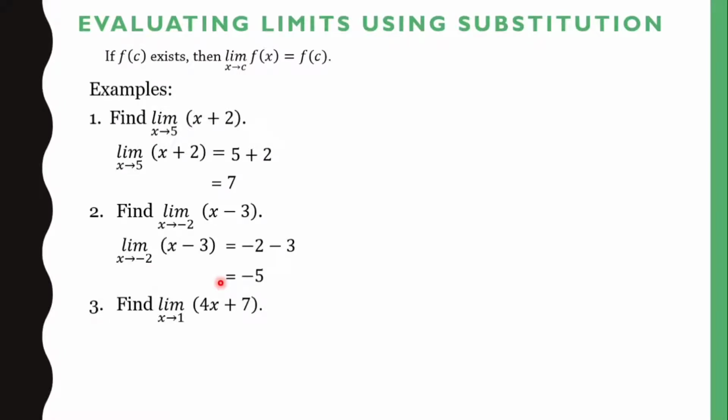Next, we will find the limit of 4x plus 7 as x approaches 1. Again, we substitute c to our x variable. That is, we will find the limit of 4x plus 7 by substituting x with 1. So that would be 4 times 1 plus 7. 4 times 1 is 4 plus 7, that would be 11. So the limit of 4x plus 7 as x approaches 1 is 11.